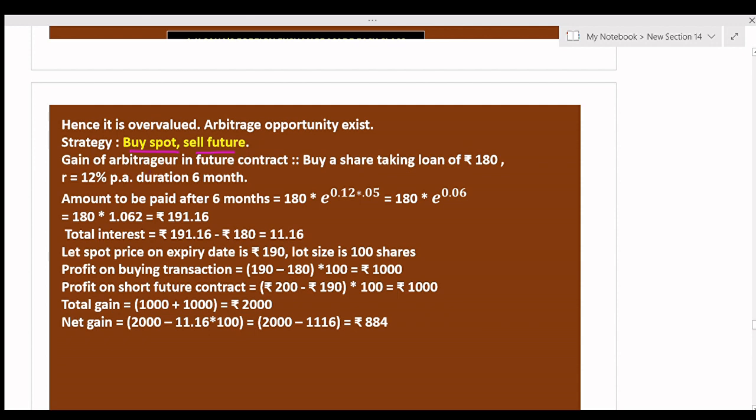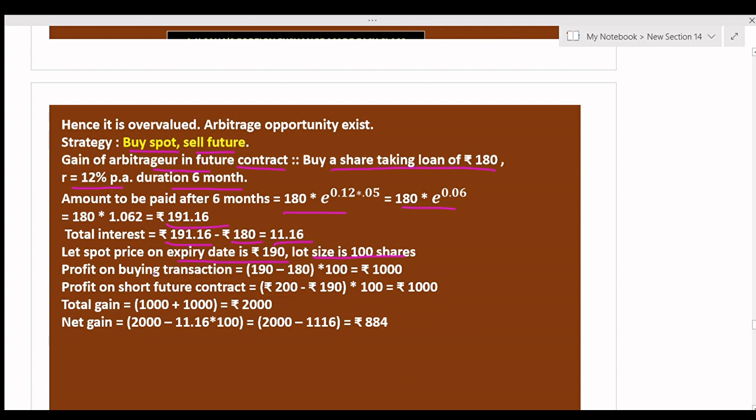Now gain of arbitrager in future contract: buy a share taking a loan of rupees 180, R is equal to 12% per annum and duration is 6 months. Amount to be paid 180 into e to the power RT, that is equal to rupees 191.16. The total interest is 191.16 minus 180 is equal to 11.16. Let the spot price on expiry date is rupees 190. The lot size is 100 shares.